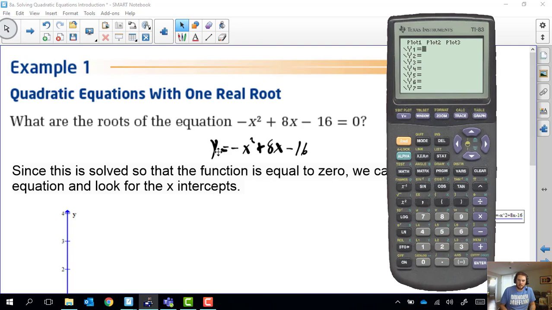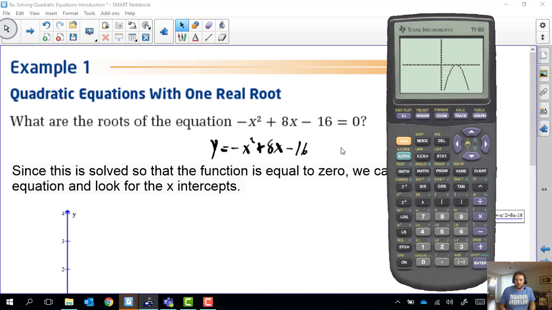So what we're going to do is we're actually going to type this out. So negative x squared plus 8x minus 16. And what we can do is if we hit the graph button, it'll actually take that graph and it'll plot it for us right here.